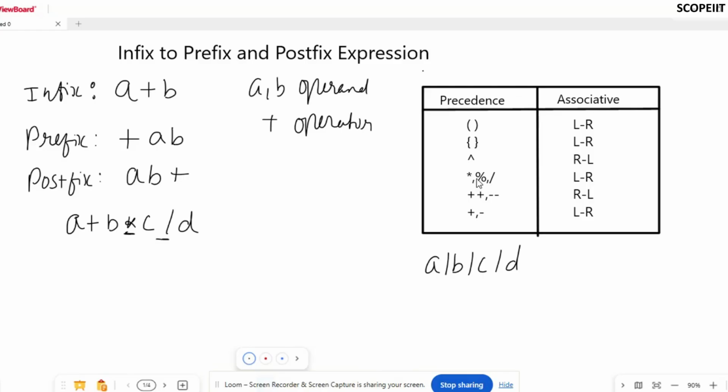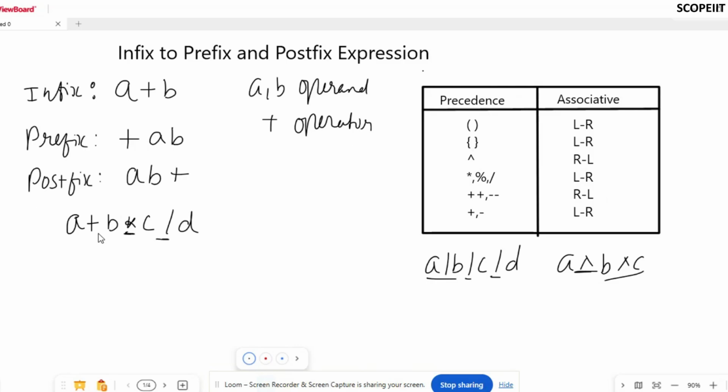See here, it is divide, right? So that means associativity is left to right. So first of all, we will execute A divided by B, then we will execute the next divide, and then the last divide. Similarly, suppose you have A caret B caret C. In that case, which one will we execute first? Right to left. So first we will execute the right caret and then the left caret symbol. That is the meaning of associativity.